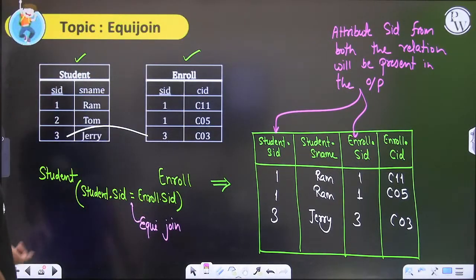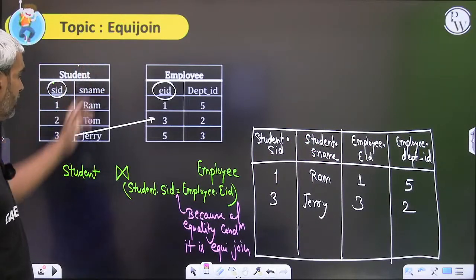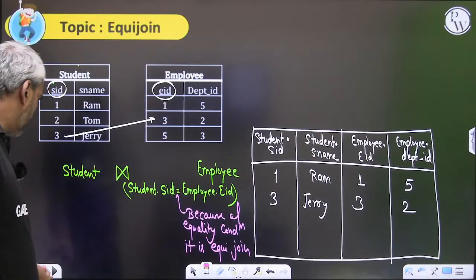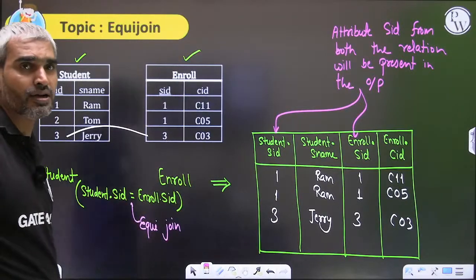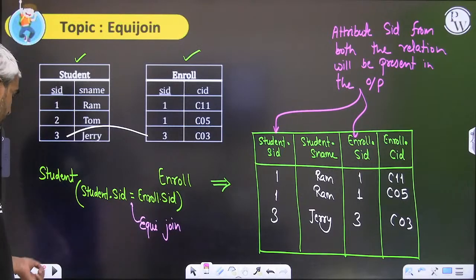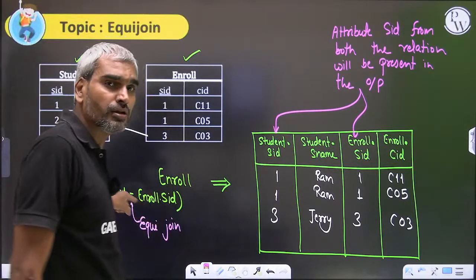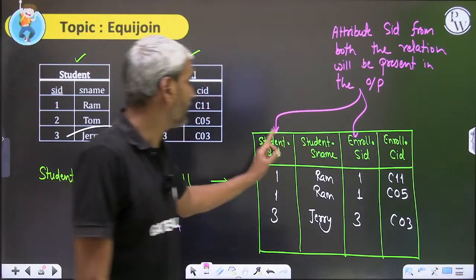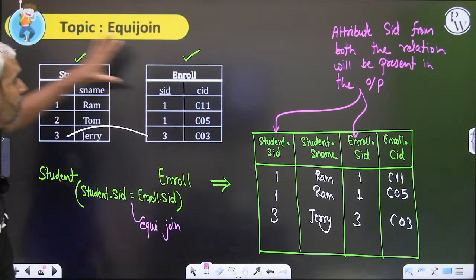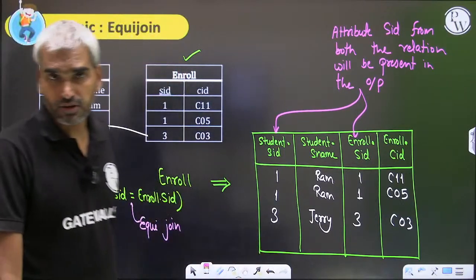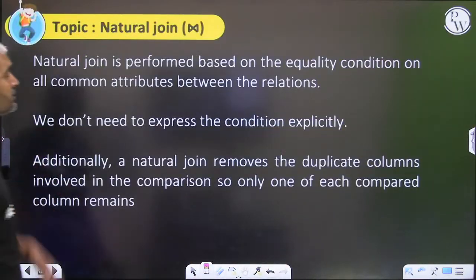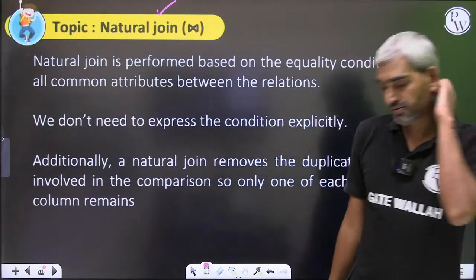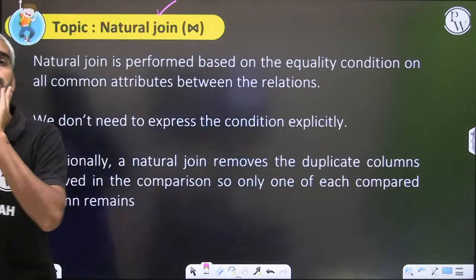Clear? So that's the difference, that you may perform the equi-join on different attributes or different names of attributes. You may perform the equality condition on the common attribute as well. But even if you are performing it on the common attribute, those common attributes will be present in the output relation from both the input relations. Okay, then what's the difference with respect to natural join? So let us define the natural join, which is the most important operation from the database management system point of view.